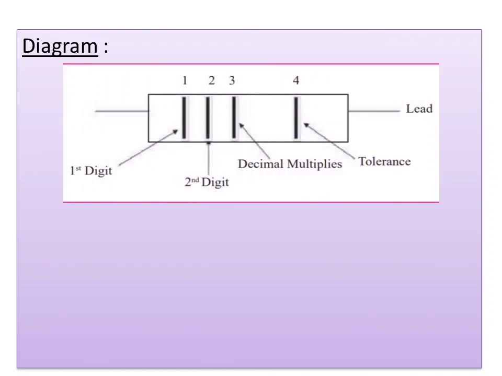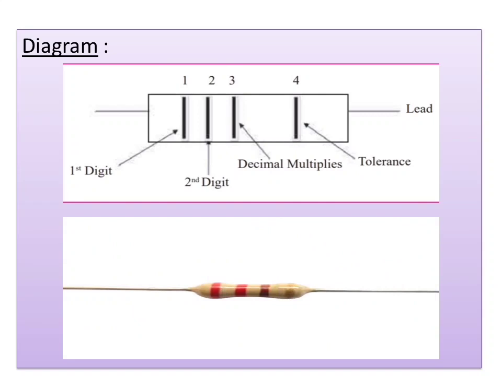Resistor is having two terminals, also having four color bands. First band is first digit, second band is second digit, third band is decimal multiply, and the fourth band is tolerance. This is the actual carbon resistor.